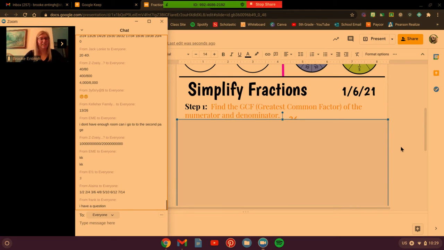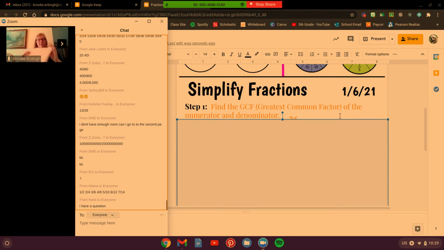And you might be thinking, well, Miss E, what do you mean by factor? Remember, a factor is a number that can go into another number equally. So if we have 10, factors of 10 would include 2, 5, 1, and 10. They all go into 10 equally. So when you are simplifying fractions, you are finding the greatest common factor, the largest number that can go into both the numerator and denominator.